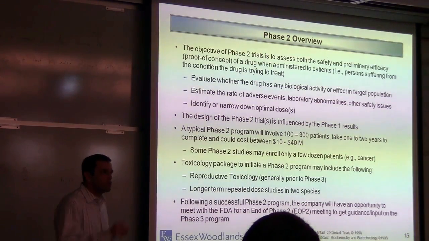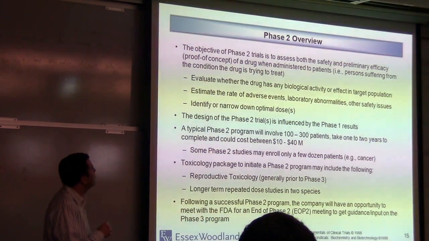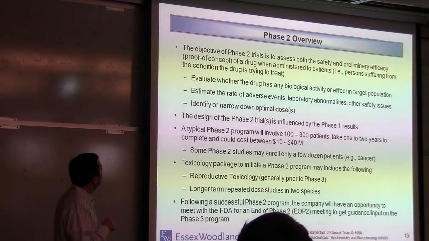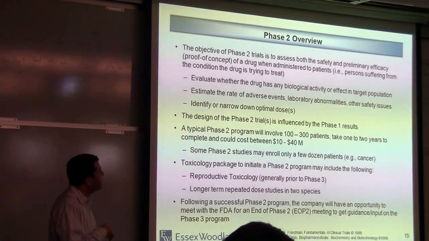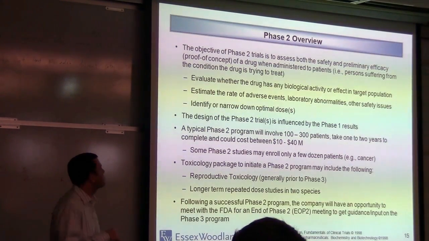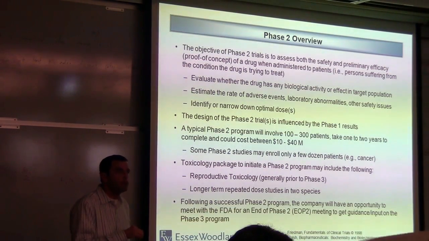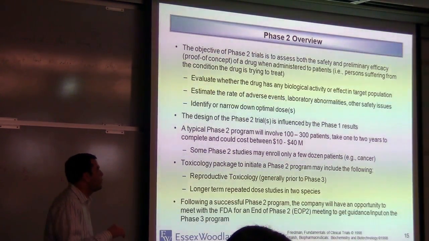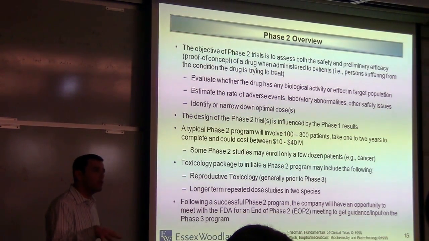So then in terms of phase 2, now assuming your phase 1 looked clean, everything looked good, now you're going to move into your patient population of interest. And this is where you're going to be looking at both safety and a preliminary look at efficacy. You're going to evaluate whether the drug has biological activity in the patient population of interest. This may or may not be with what you're going to test in phase 3.